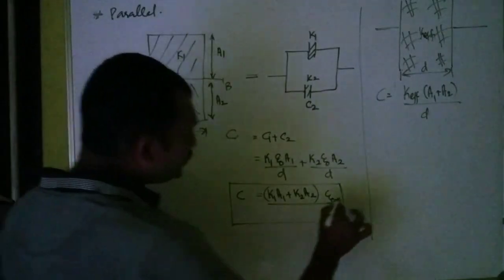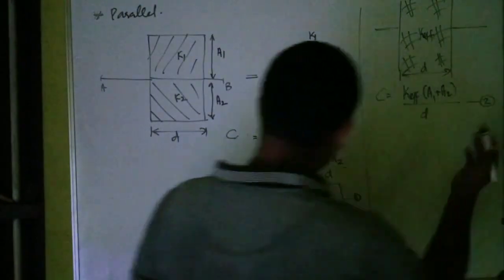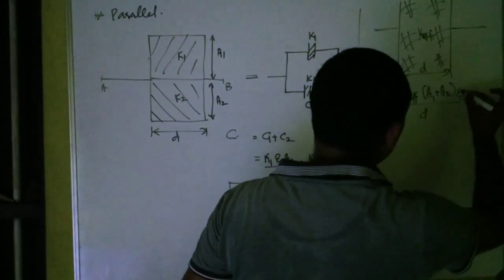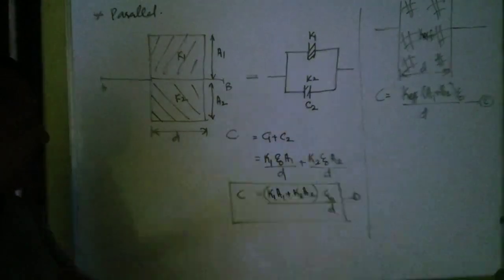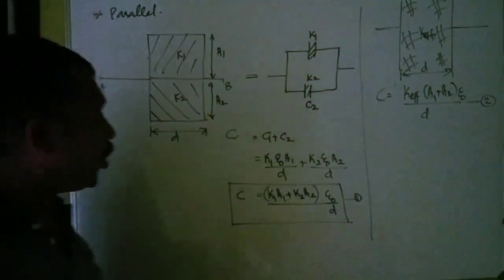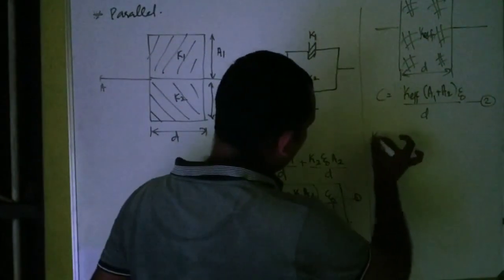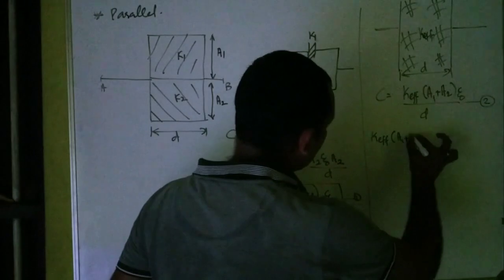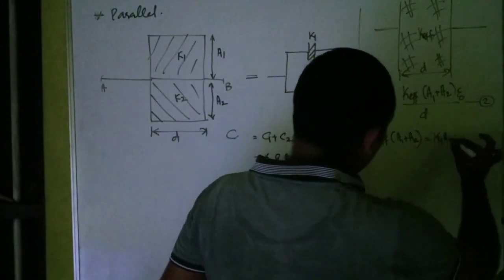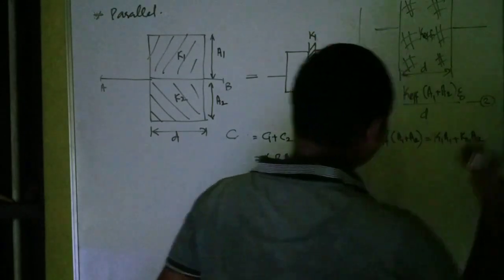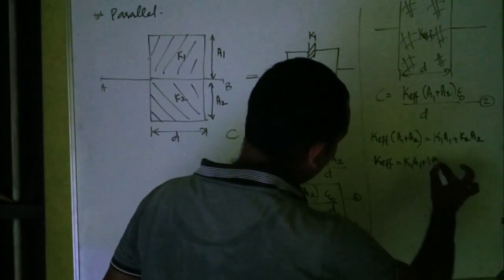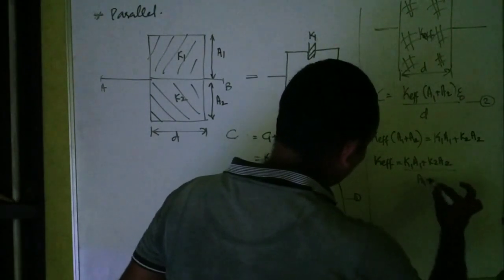Comparing these two equations, this is equation number 1, this is equation number 2. When you compare, the left sides of equations 1 and 2 are just the same. Epsilon 0 into A divided by D is the formula for capacitance. What is common in both equations? Epsilon 0 by D is common in both equations. They will cancel out, which will give you K effective into A1 plus A2 is equal to K1 A1 plus K2 A2. Or I can say K effective is equal to K1 A1 plus K2 A2 divided by A1 plus A2.